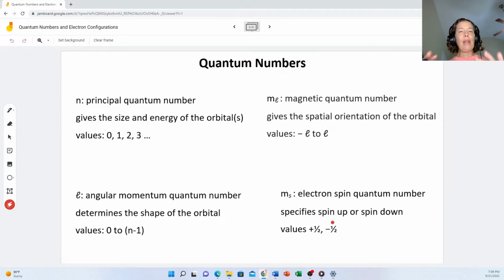And what we're going to do next is we're going to define. All right, so if n equals 0, what does L equal?